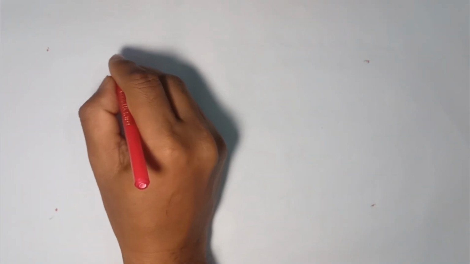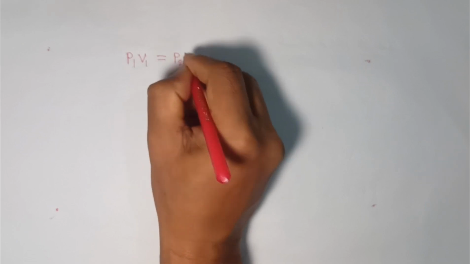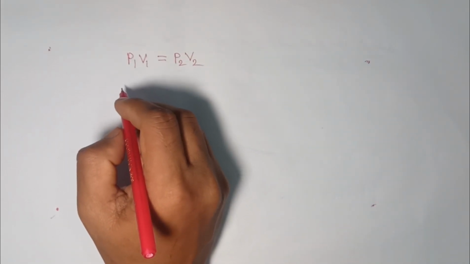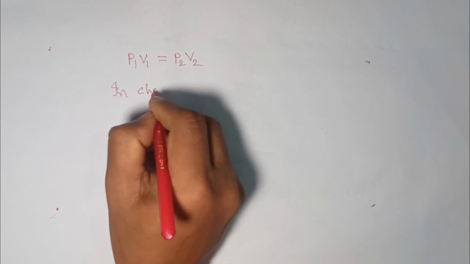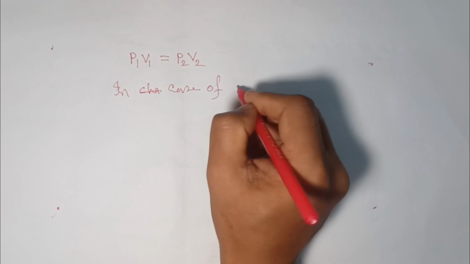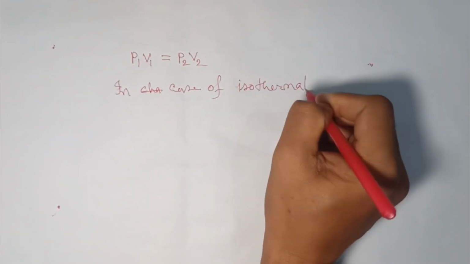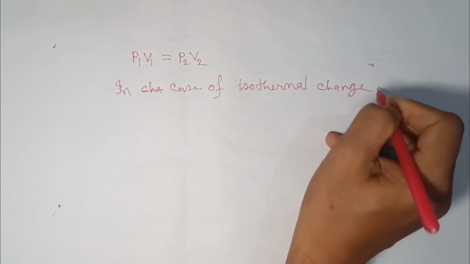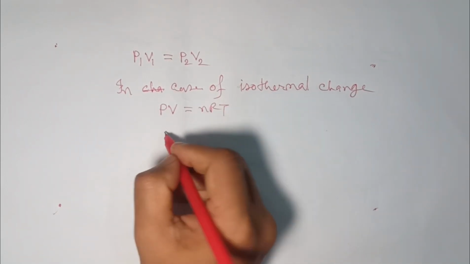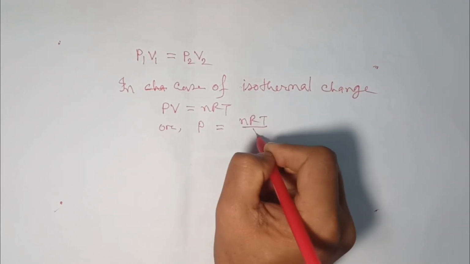In isothermal process, P1 V1 is equal to P2 V2. In case of isothermal change, PV is equal to nRT, or P is equal to nRT by V.